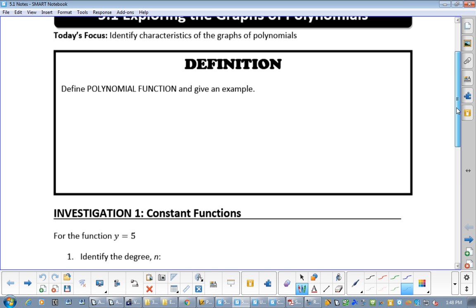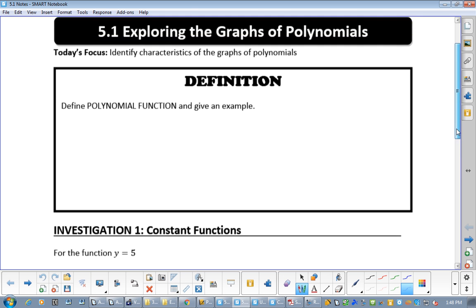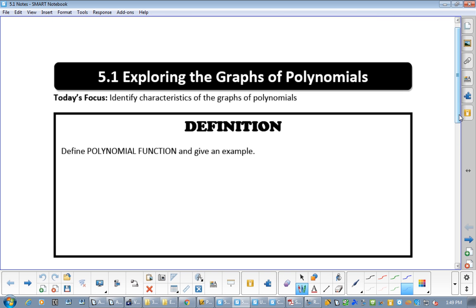Okay, so 5.1. So we got to go all the way to 5. So we're doing polynomials. Do I have numbers in the book? Probably not, hey? So 5.1, polynomials, starting in the middle of the book.